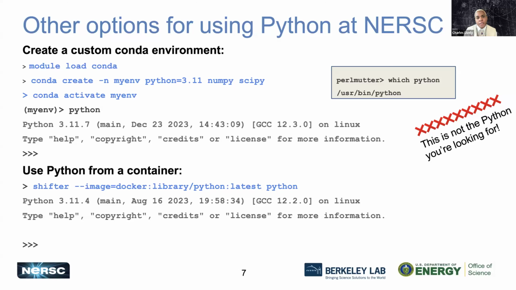Python, you can specify the version, any other libraries that are available, such as NumPy or SciPy as well. And then you do conda activate my ENV, and that will launch your environment for you to make use of. Another little note is that if you do which Python, it's going to default you to the available system Python, which is not necessarily the Python that you are looking for. So make sure you do the module load Python.